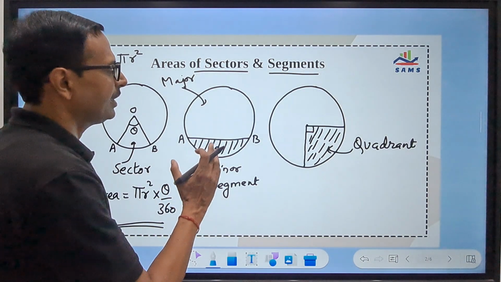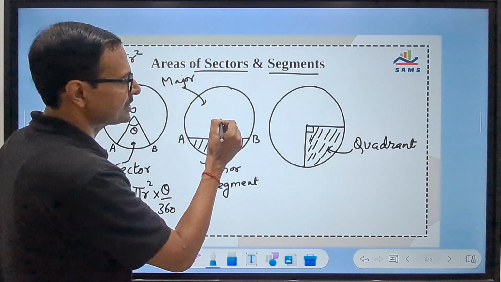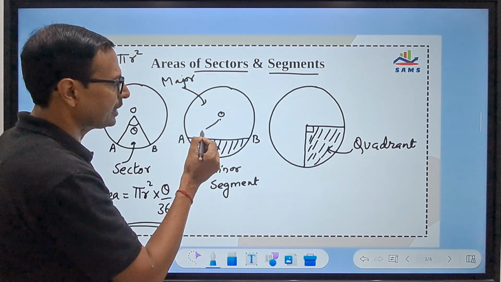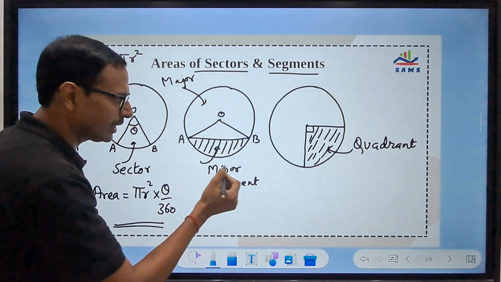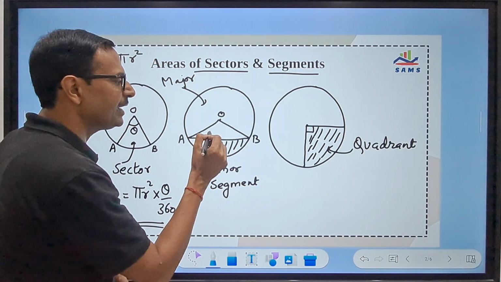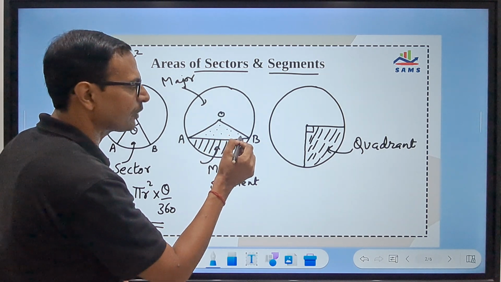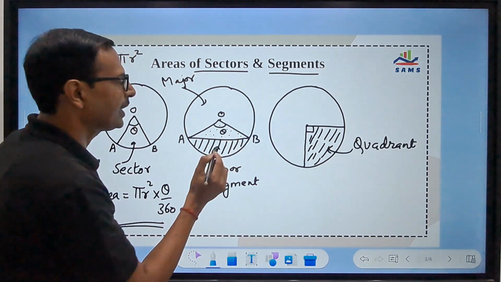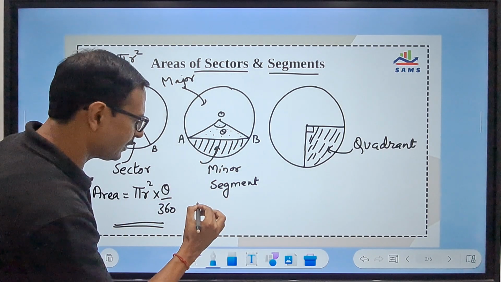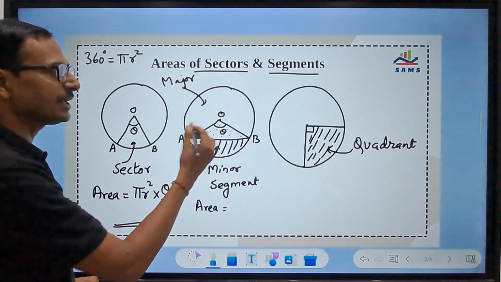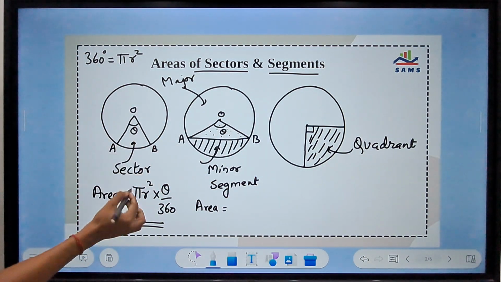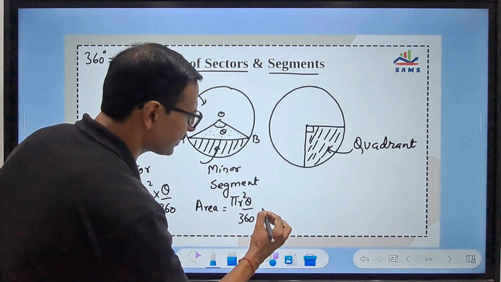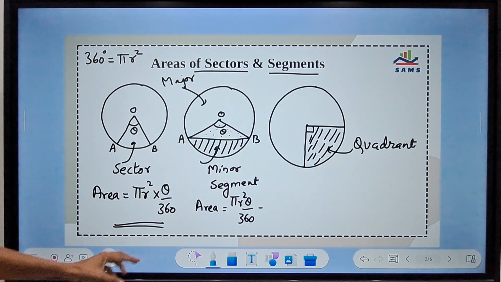Likewise, if you have a minor segment, the area of the minor segment can be found if you take the complete sector here and subtract the area of this isosceles triangle from it. For that I need this sector angle again, this is theta, and the radius. So for the minor segment, I'll first take the complete area, that is the area of the sector, which is pi r square theta upon 360, and from that I subtract the area of the isosceles triangle. And what is the area of an isosceles triangle?